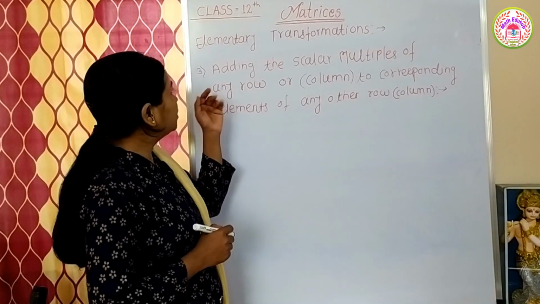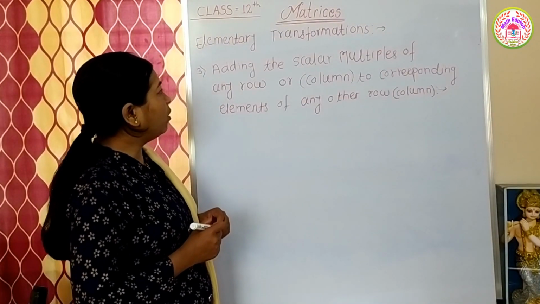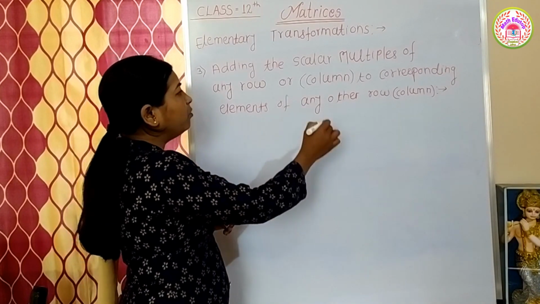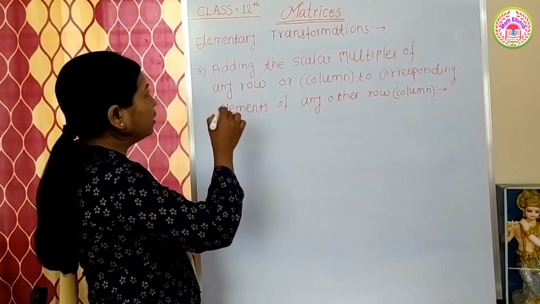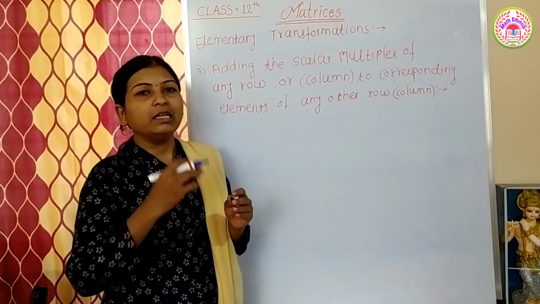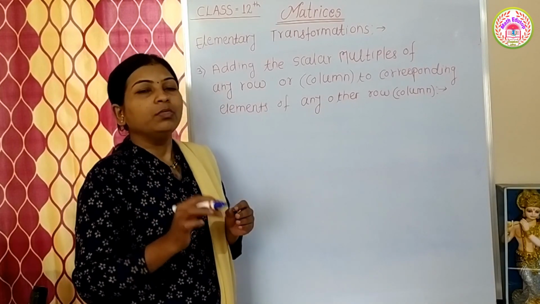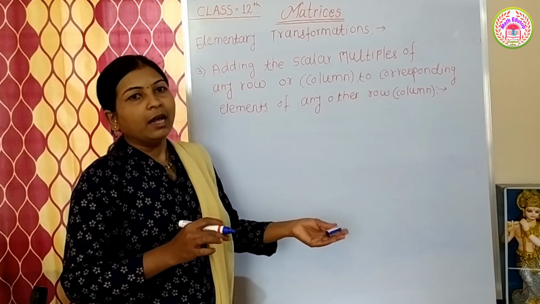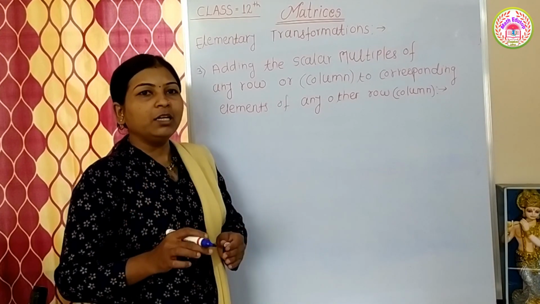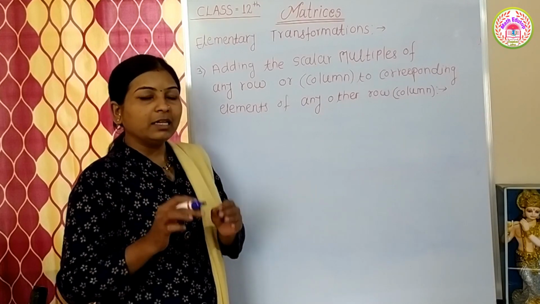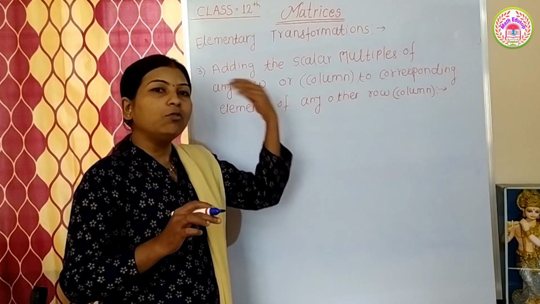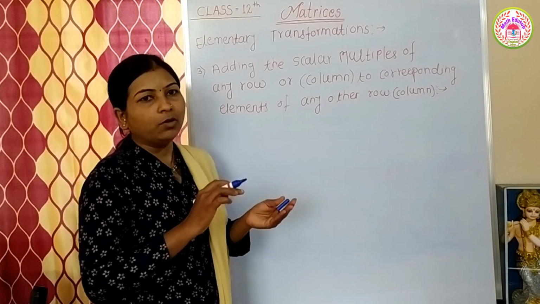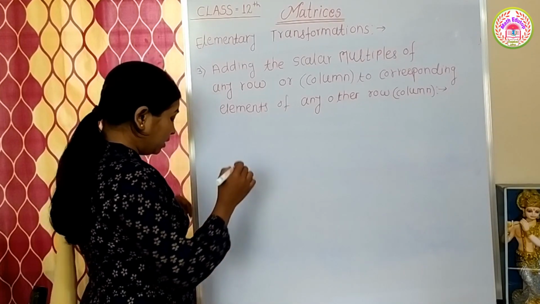The next operation is adding the scalar multiple of any row or column to the corresponding elements of any other row or column. Here, if you want to add the scalar multiple of any row, then we have to add the scalar multiple of a row to the row elements. And if you want to add the scalar multiple of a column, then add it to the column elements. Okay, not the row element with column or column with row. Then first, consider one example.